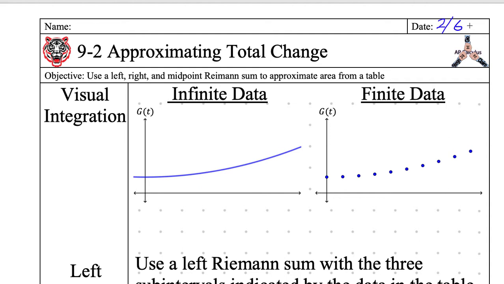Objective. Oh, sorry, who's reading this? Yeah, Arrow, you haven't read one in a while. Use a left, right, and midpoint Riemann sum to approximate area from the table.